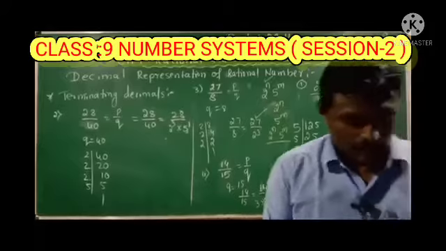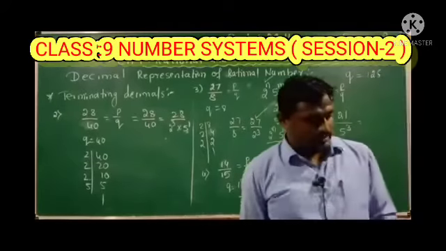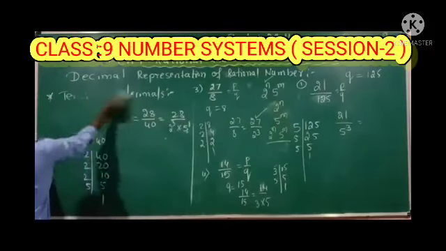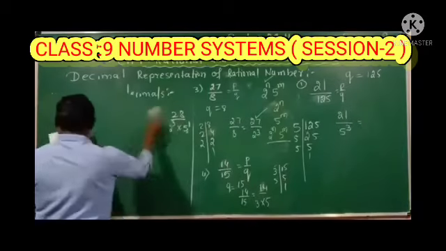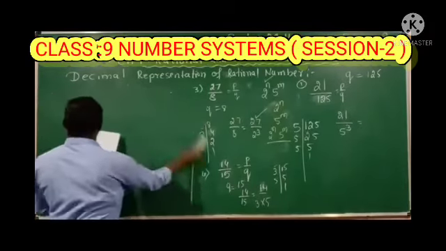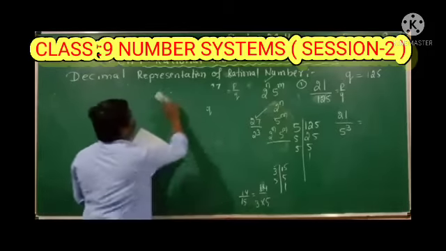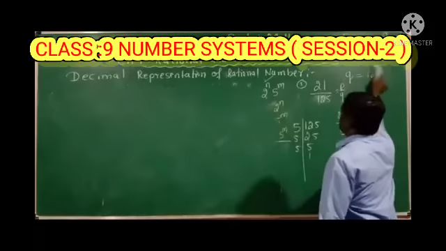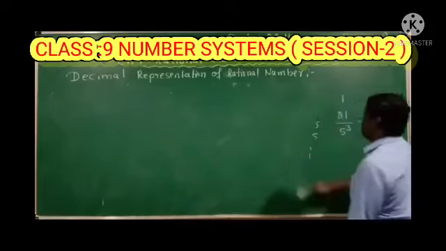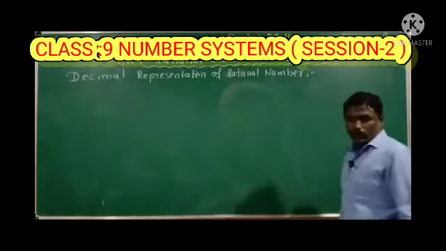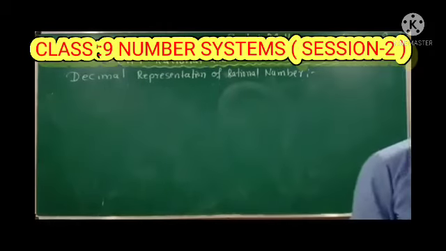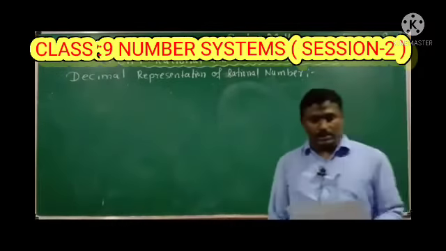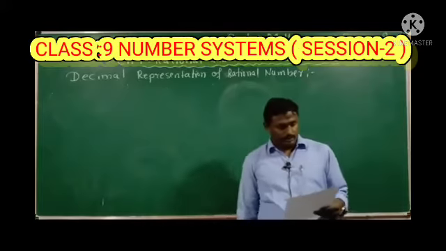Now we'll take some examples. With the help of these examples, we'll understand how the rational number is terminating or non-terminating, without doing the actual calculation, how we are going to identify whether the given rational number is terminating or non-terminating.